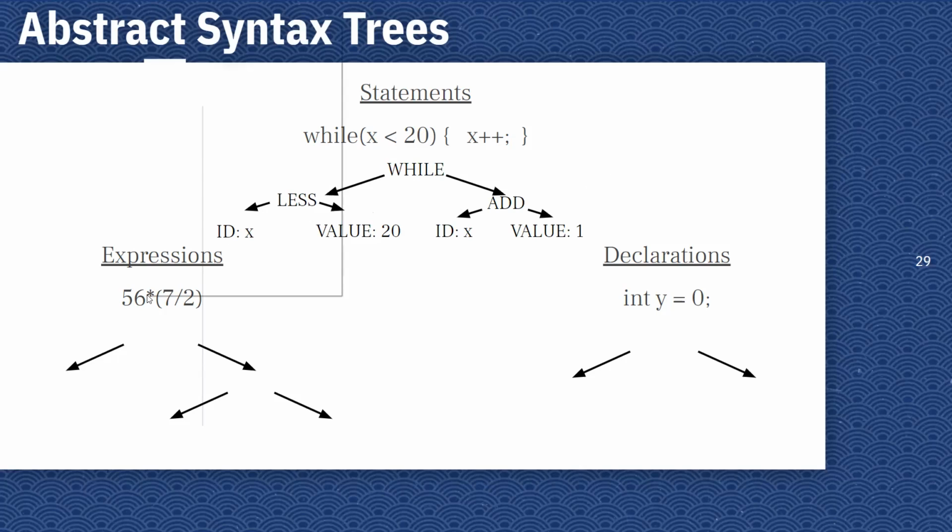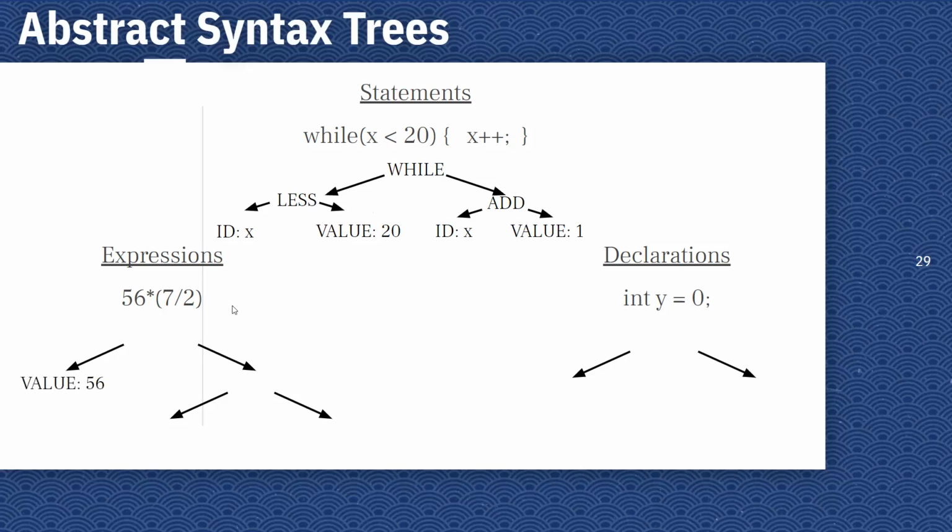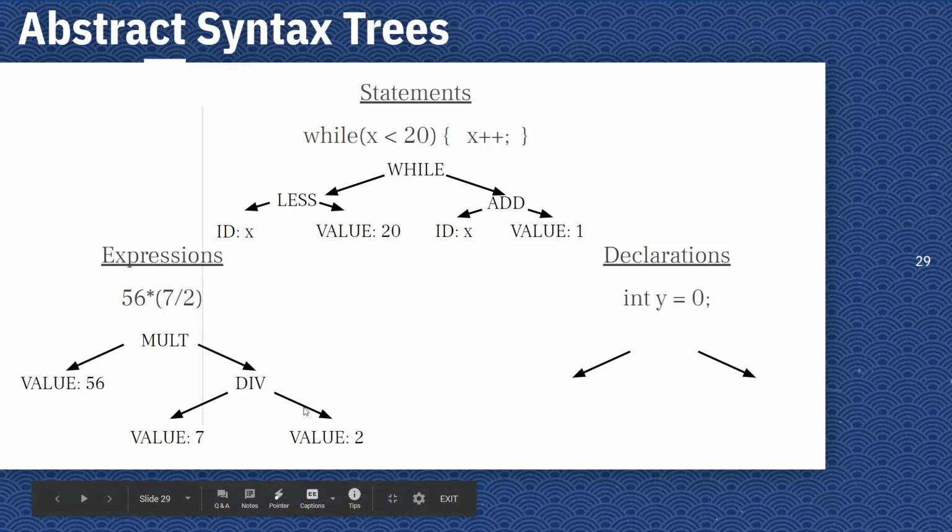And a similar thing happens for expressions. We parse from left to right. So 56 times, and because this is in parentheses, we go down a level. The result of dividing 7 and 2.